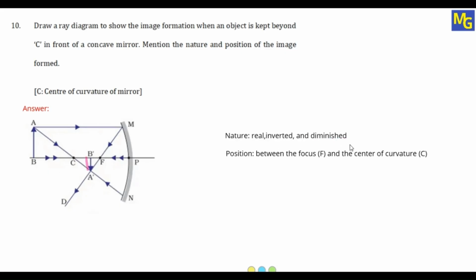That's why it is diminished. What is the position? Our image has been formed between C, the center of curvature, and the focus, that is F. So this is the position of the image which is formed. So you have to draw this diagram and then write the nature and position for this answer. We'll move on to the next question.